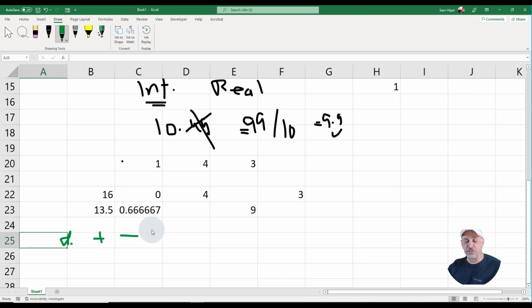Exactly like the multiplication and the division, you always start from left to right. So if I have something like 3 plus 3 minus, let's say 4, 3 plus 3 is 6 minus 4, because we start from left to right, it's going to give me 2.